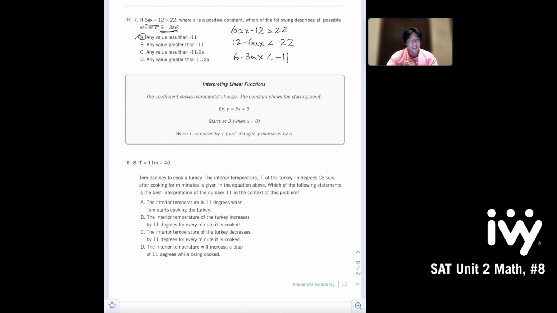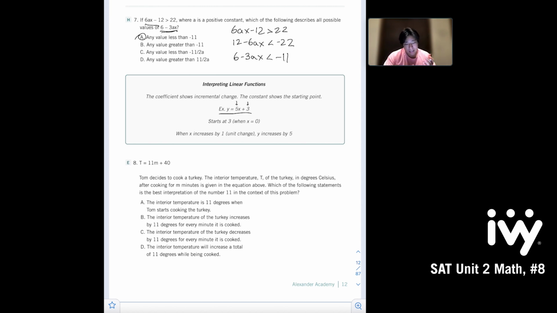Okay, interpreting linear functions. The coefficient shows incremental change. The constant shows the starting point. So for example, for an equation like this, it starts at 3. So when x equals 0, y equals 3. And when x increases by 1, a unit change, y increases by 5. The 5 is right here, how much y changes for every one change in x. And the 3 is here for where it starts.